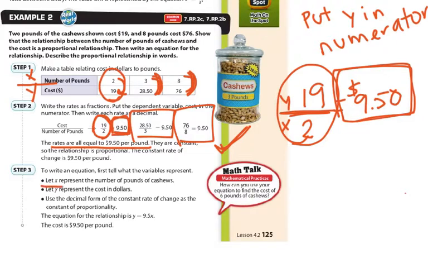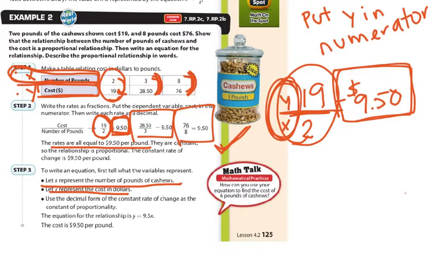So X is the number of pounds of cashews. How do I know that? Because I told you, you can always tell that top number in the chart is going to be our X. Let Y represent the cost in dollars, because I told you the bottom number down here is going to be our cost. Whenever we have a chart, you're going to have X and then the Y in the chart, but we're going to flip those around when we get to here. We're going to put the Y over the X. Okay? Got it? You'll need that later.